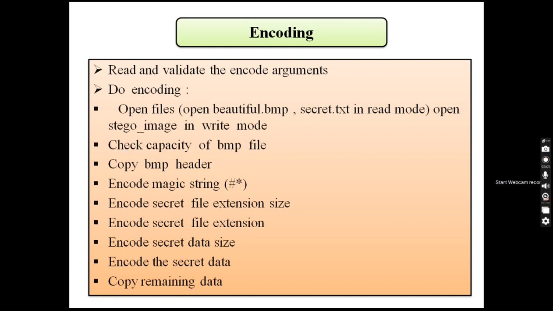When the user has entered -e, open the files: open beautiful.bmp and secret.txt in read mode, and open stego_image in write mode. Next is to check the capacity of the BMP file. If beautiful.bmp is 2.5 MB, we cannot store 5 MB of data inside it, so for that purpose we have to check the capacity. Then we have to copy the BMP header.